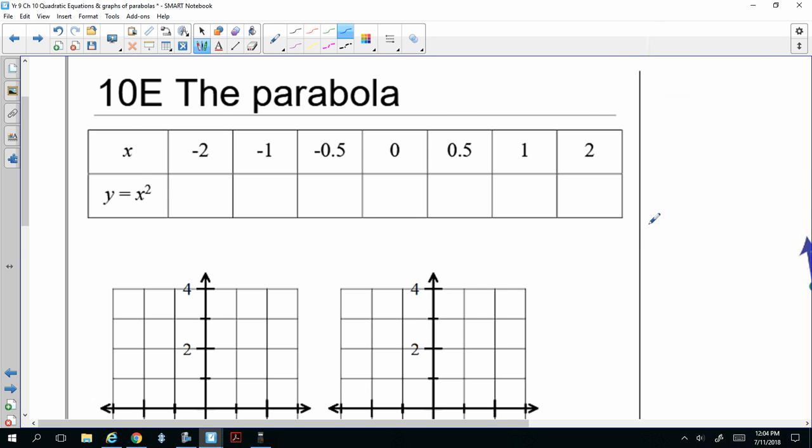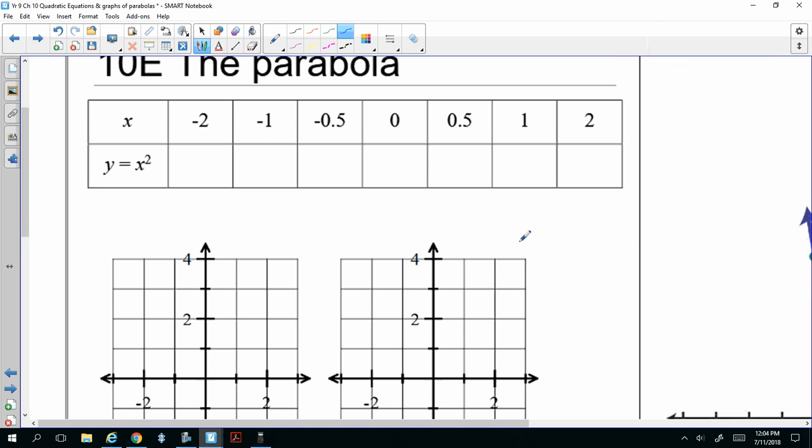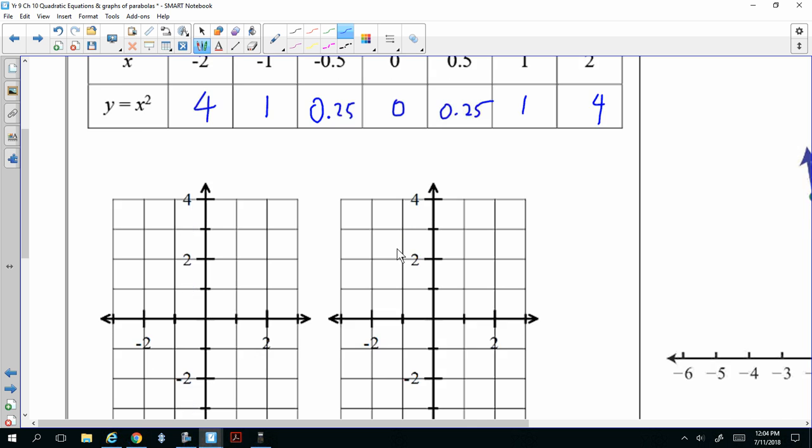To understand a parabola, the best way is to do a table of values, which you can use a calculator to do. You square -2 to get 4, square -1 to get 1, square 0.5 to get 0.25. And then just fill in the details. Does it look like that? Yep. Okay, and then plot the points.